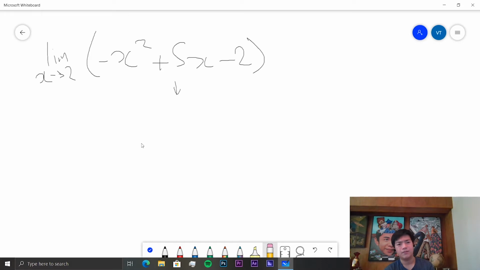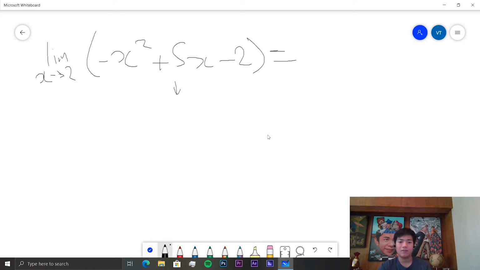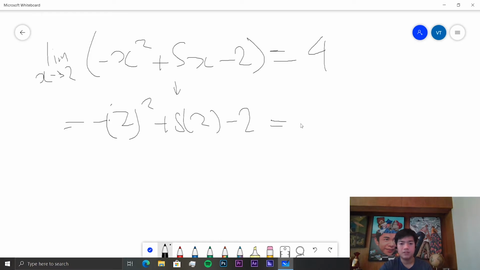So this would be negative 4 plus 10 minus 2. But wouldn't this just be 6? I don't see why this is not 6. Sorry, I mean 4. I don't see why it's not 4, because just like any other equation, this will be equal to simply negative 2 squared plus 5 times 2 minus 2, which is equal to 4. So I don't see a problem there. That one was pretty easy.